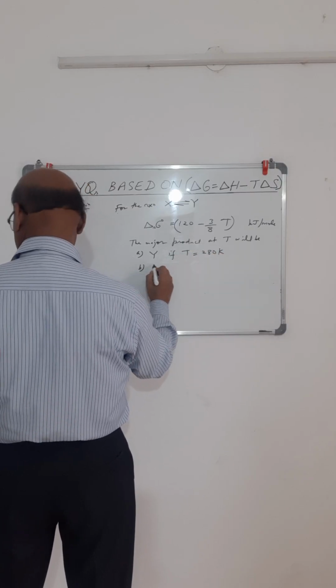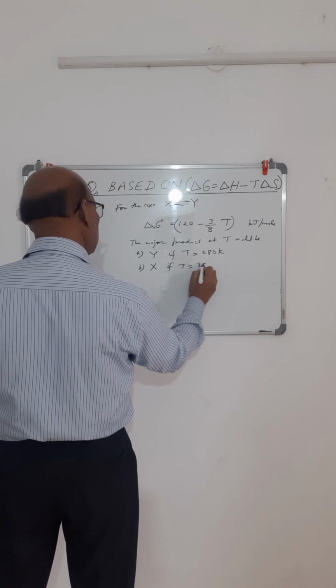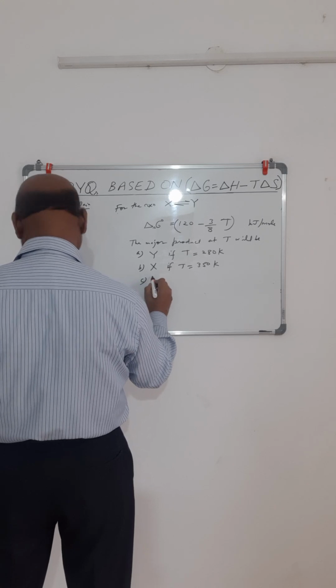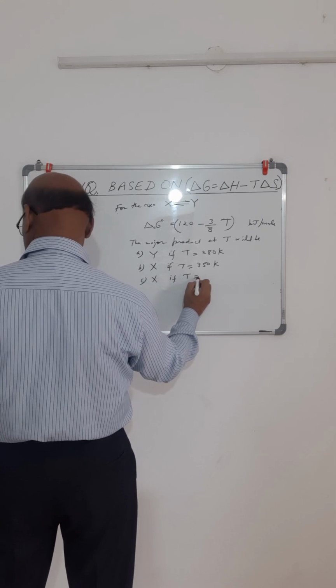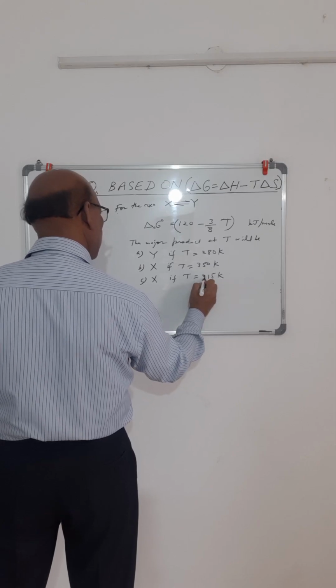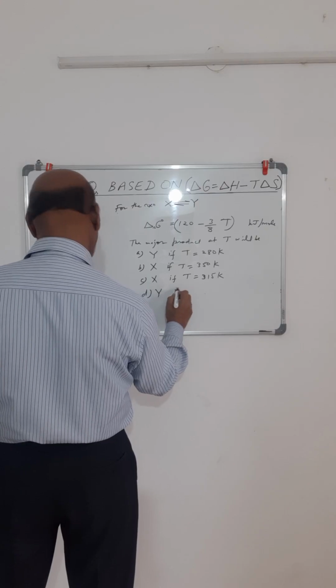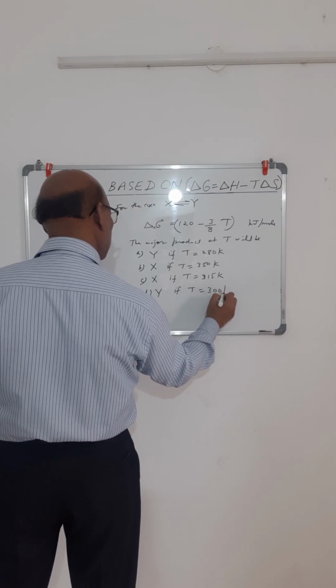Second option is X if T equal to 350 Kelvin. C option is X if temperature T is 315 Kelvin, and the last option D is Y if T equal to 300 Kelvin.